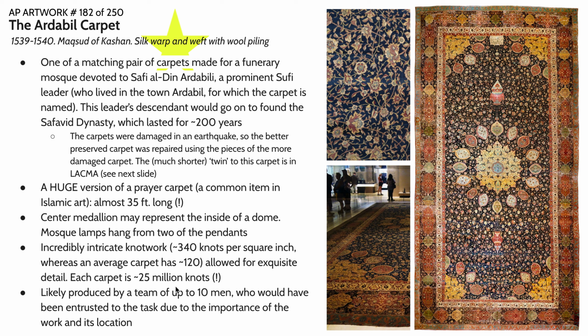What you'll notice when you look at this carpet is that there are, of course, these floral design motifs, which again are very popular in Islamic art. One of the most interesting design elements that a lot of people like to speculate about is this motif in the middle. And most scholars tend to agree that this is supposed to depict the inside of a dome.